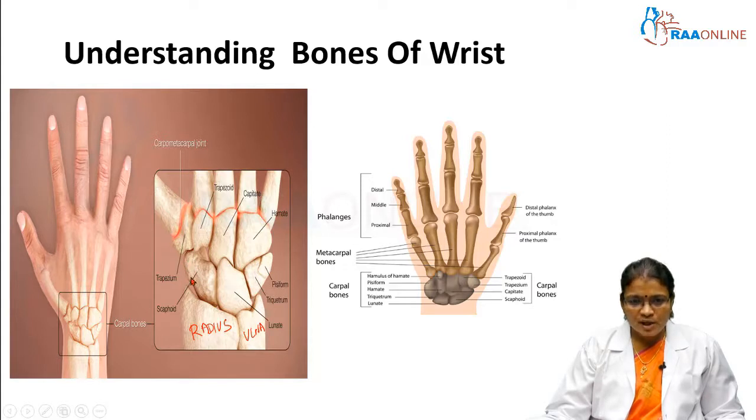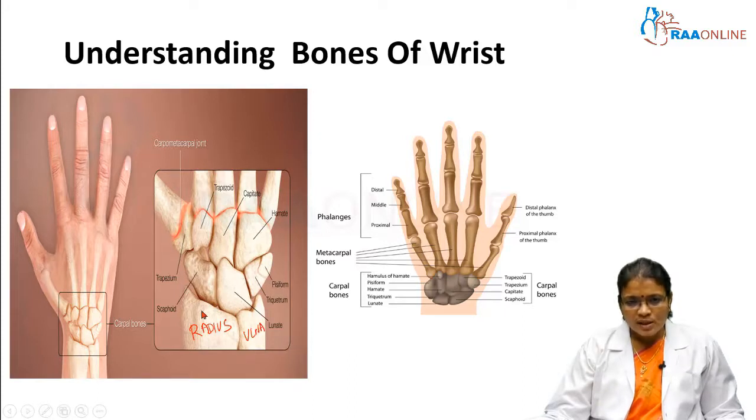This is called the scaphoid bone, which is boat shaped. This is the lunate bone, which is moon shaped. This bone is the triquetral bone. And this bone is the pisiform bone. Pisiform bone is placed more anteriorly and lies over the triquetral bone.